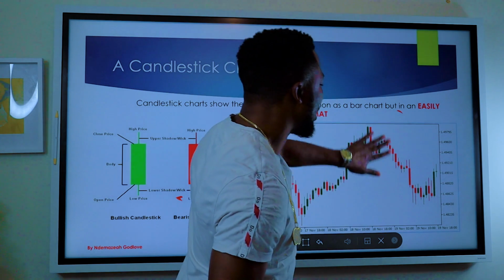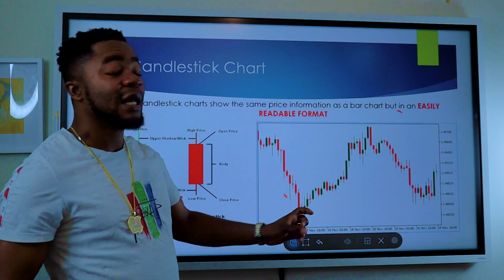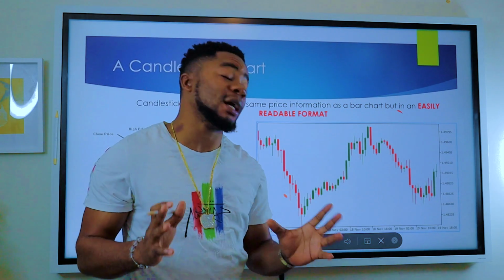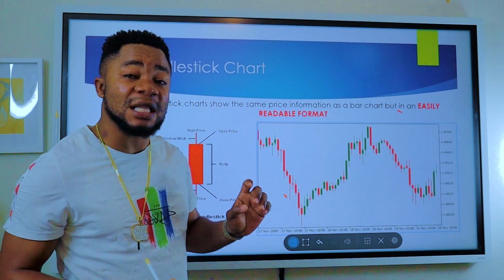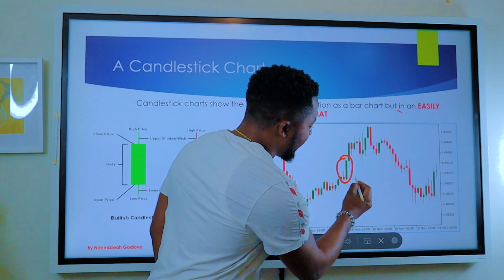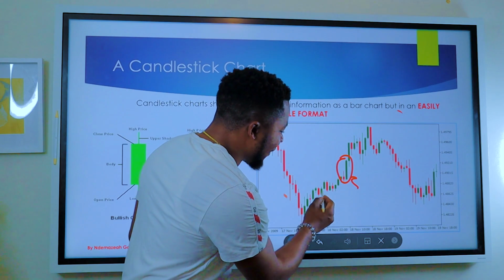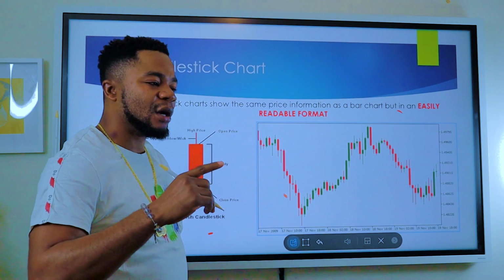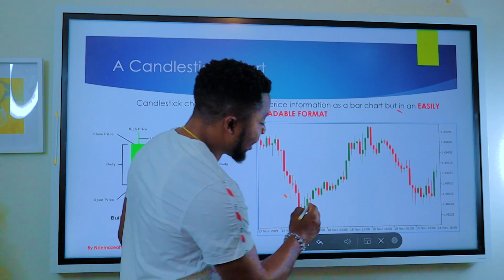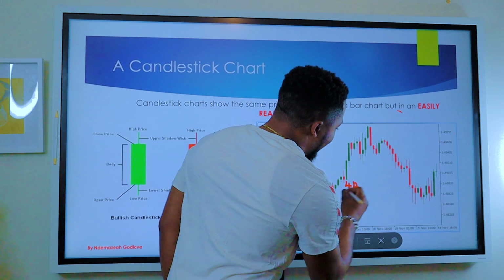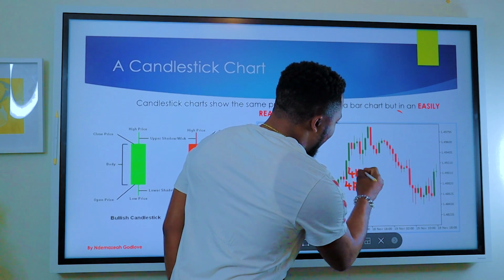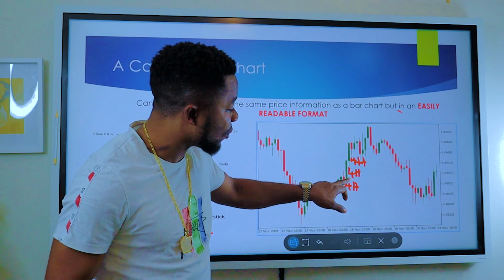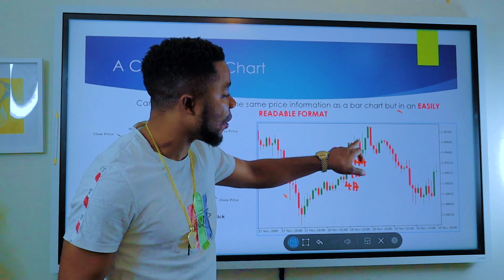So that is how you are able to read candlesticks on any particular chart. If we are talking of a 5-minute time frame, then this one will represent 5 minutes. One candle will be formed after every 5 minutes. If we are talking of a 4-hour time frame, then after every 4 hours you see one candle. So this one will represent 4 hours, and so on.